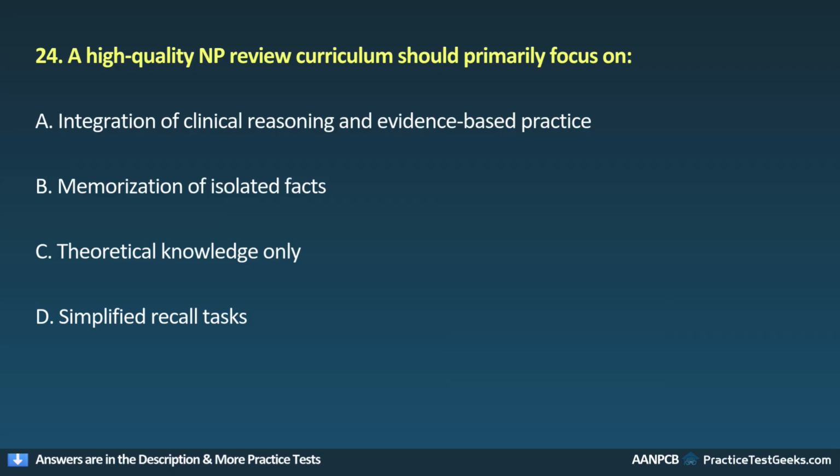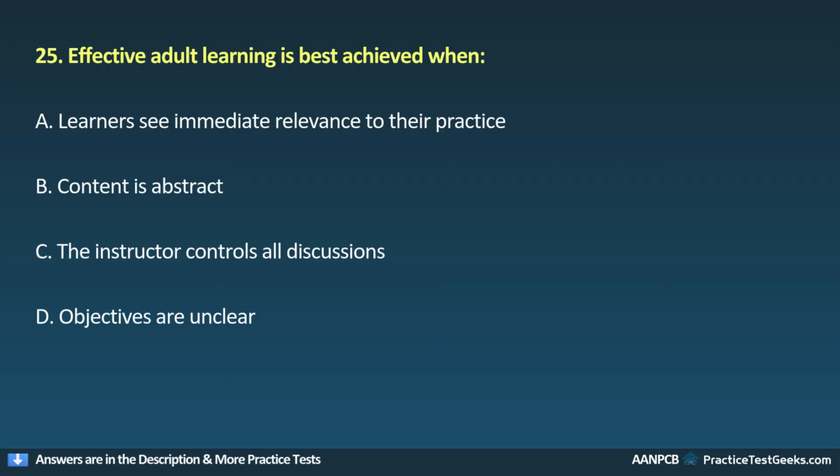of isolated facts. C. Theoretical knowledge only. D. Simplified recall tasks. 25. Effective adult learning is best achieved when A. Learners see immediate relevance to their practice. B. Content is abstract. C. The instructor controls all discussions.